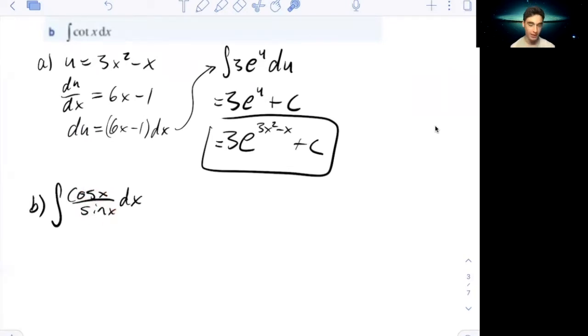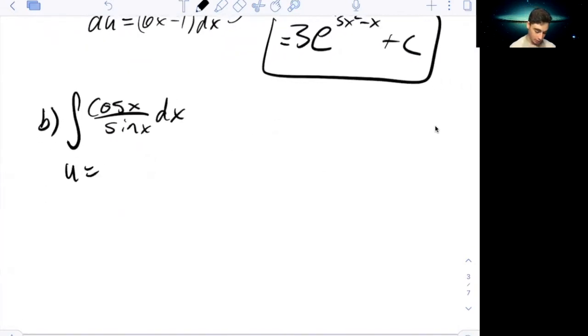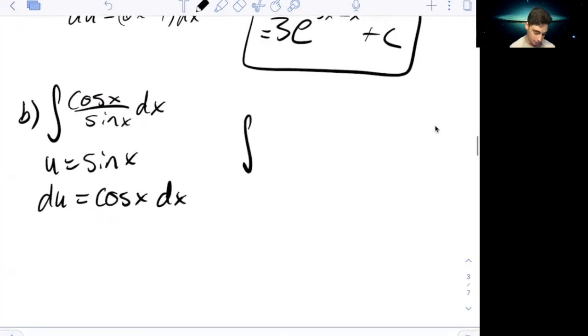If we take out sine x and find the derivative, what's the derivative of sine x? Cosine x. So then we could just simply substitute out for cosine x, and we'll have such an easy time. So if we make u equal to sine x, we'll have du equal to cosine x dx. So now substituting in, we'll simply have the integral of 1 over u du.